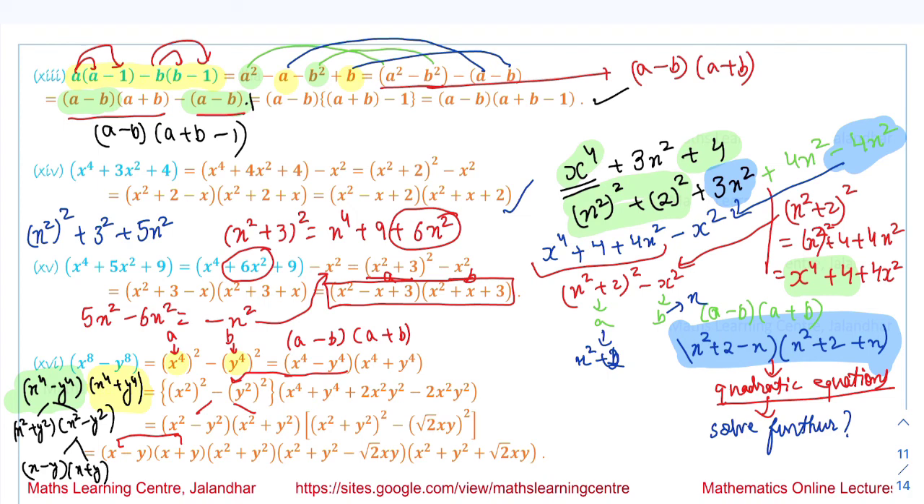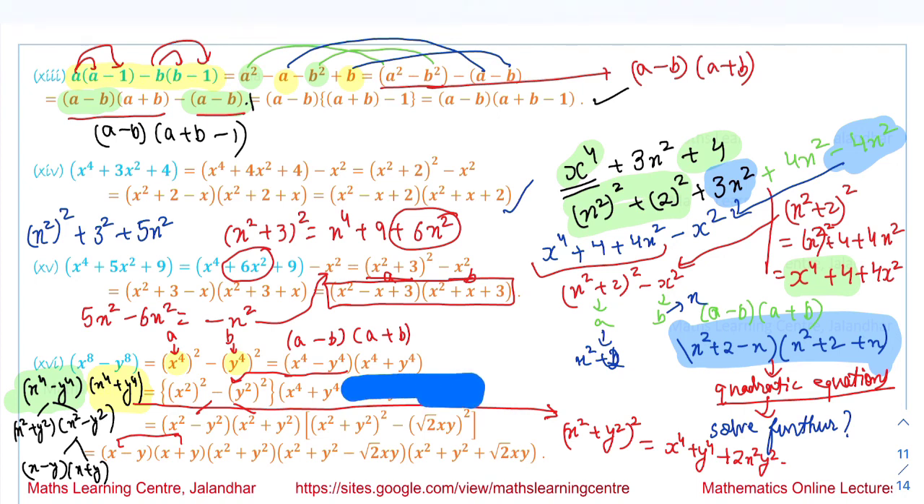So to solve this, what we have to do? To solve this expression, we are going to use (x square plus y square) whole square. Its value is x raised to the power 4 plus y raised to the power 4 plus 2 times x square y square. So we add and subtract 2 times x square y square from this. For the first term, it is (x square plus y square) whole square, and second term is (square root 2 of xy) whole square. This is important to note over here.